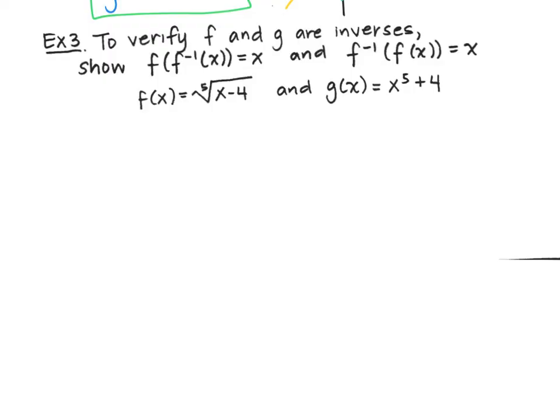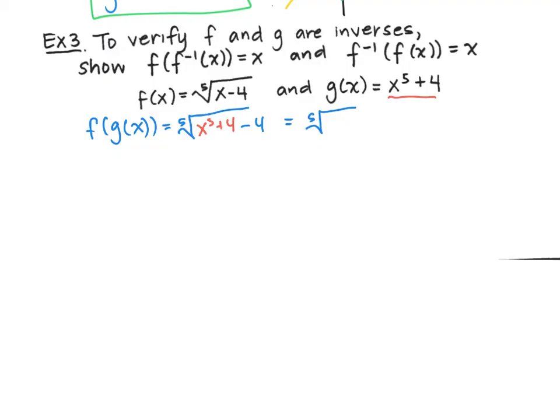So I have the function f of x equals the fifth root of x minus 4 and g of x equals x to the fifth plus 4. I want to confirm that these are inverses of each other or prove that they're not. So I need to compose them two ways. It doesn't matter which one you do first, they need to both work. So if I do f of g of x, I'm doing the fifth root of what's g of x? g of x is x to the fifth plus 4, and then minus 4.